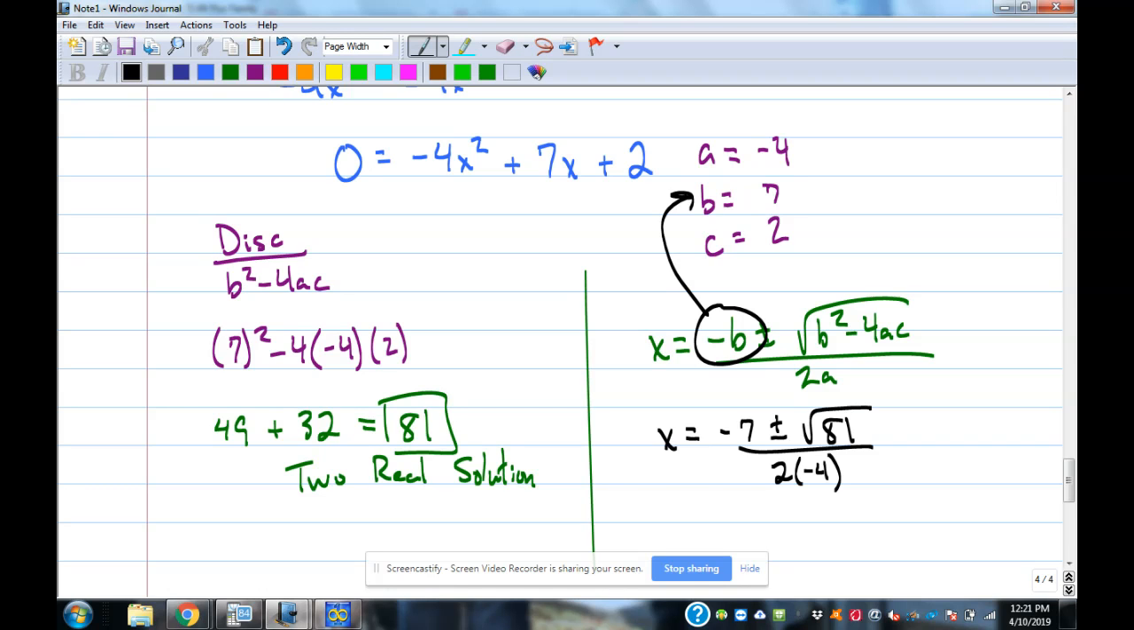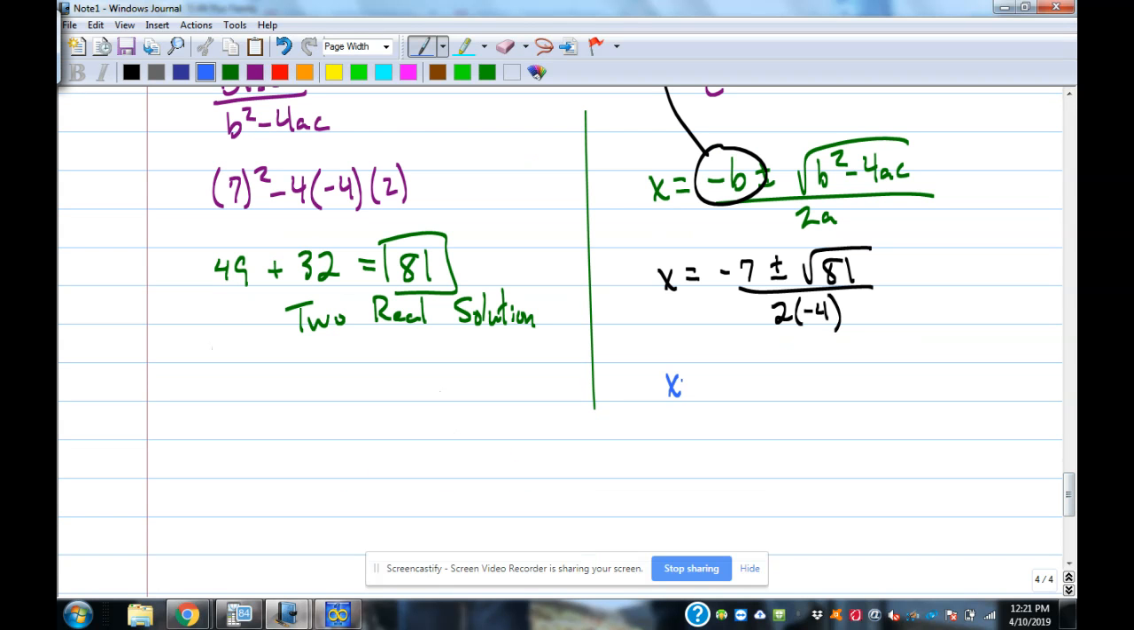All right, now let's simplify that if we can. Does 81 have a good square root? It's 9. That's nice. So it's -7 plus or minus 9 over 2 times -4, -8. Okay? I'm going to split that apart because I know I can add and subtract 9 from -7. Right? Because I can do that math because that's a regular number now. -7 plus 9 over -8. -7 minus 9 over -8.